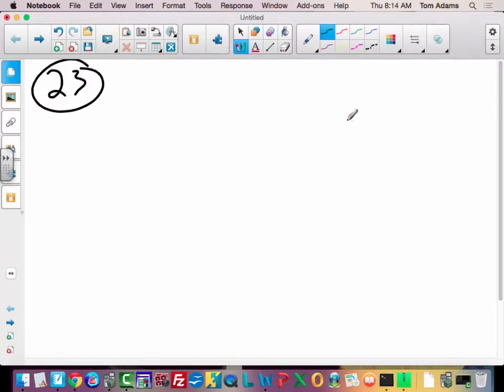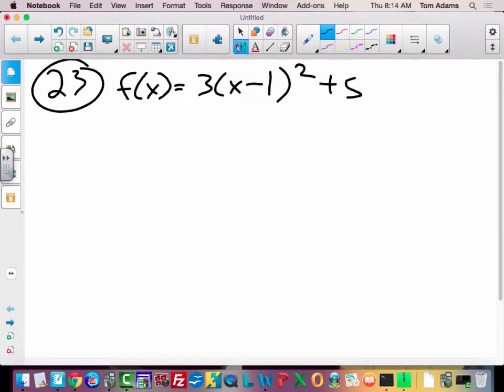Okay, so now for problem number 23, they give us the function f of x is equal to 3 times the quantity x minus 1 squared plus 5, right? And so what I want to remind you guys of this, and then it says find the vertex and sketch the graph. Explain the transformation of the graph from the parent function and then sketch it by hand.